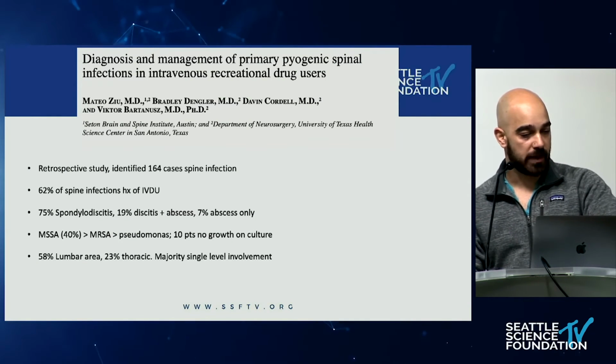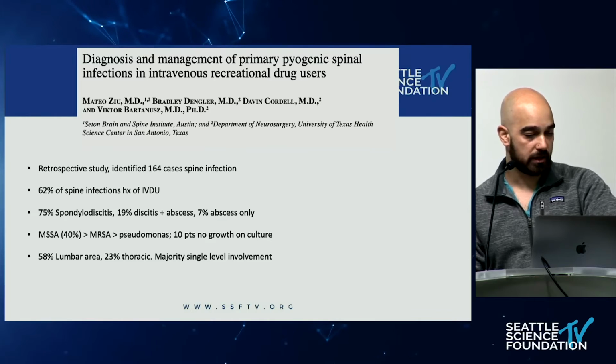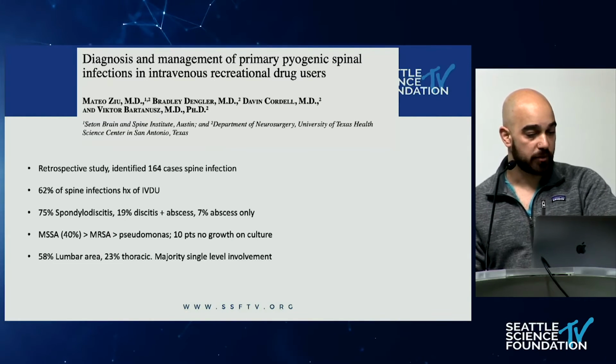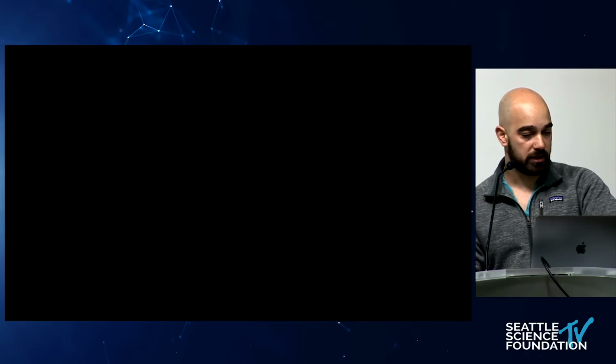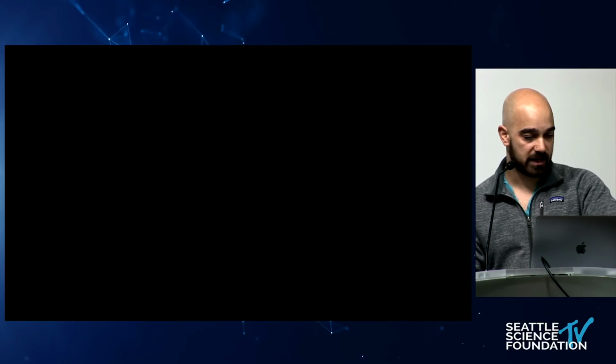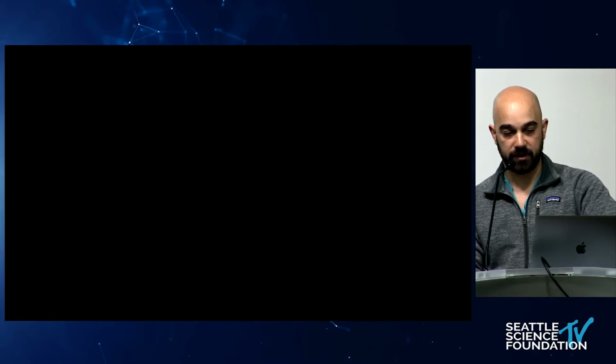164 cases with spine infection. 62% of the spine infections were related to IV drug use. 7% presented with abscess only. Most common organism was MSSA, followed by MRSA, and then Pseudomonas. And the majority were in the lumbar area, followed by thoracic, and majority of them were single-level involvement.